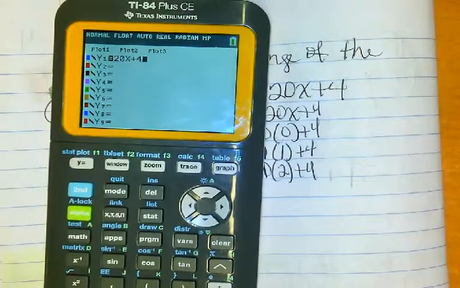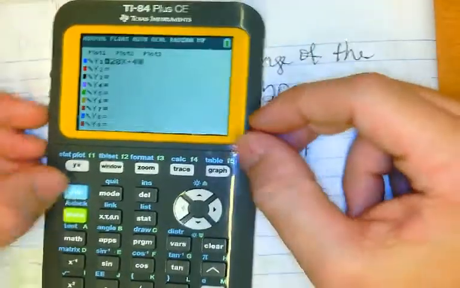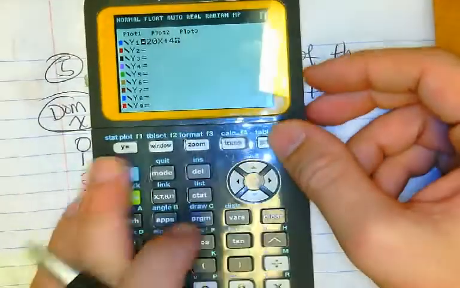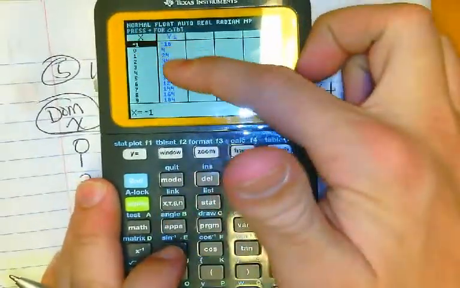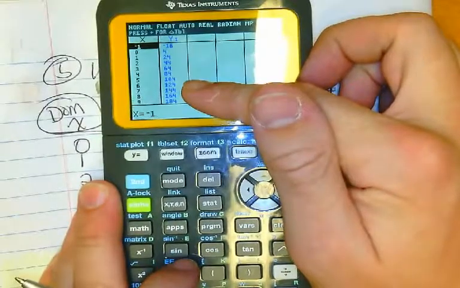And once you get here, don't even worry about graphing it. Just push the second button, this blue one right here, and your table. And there it all is. Here's all of your answers.